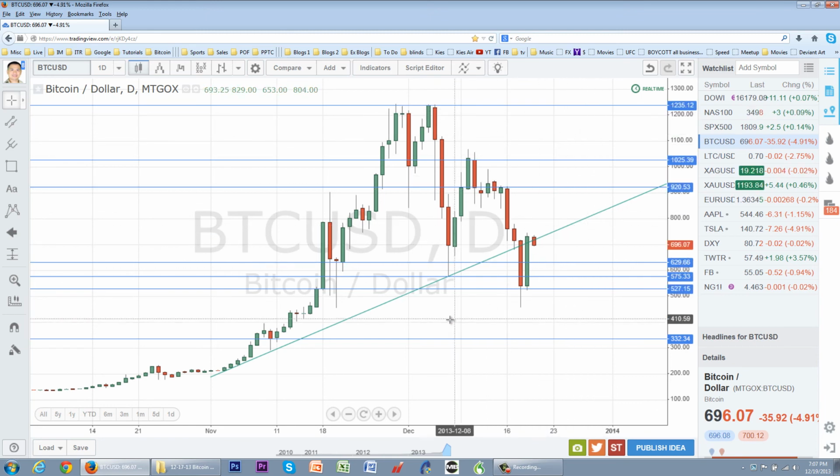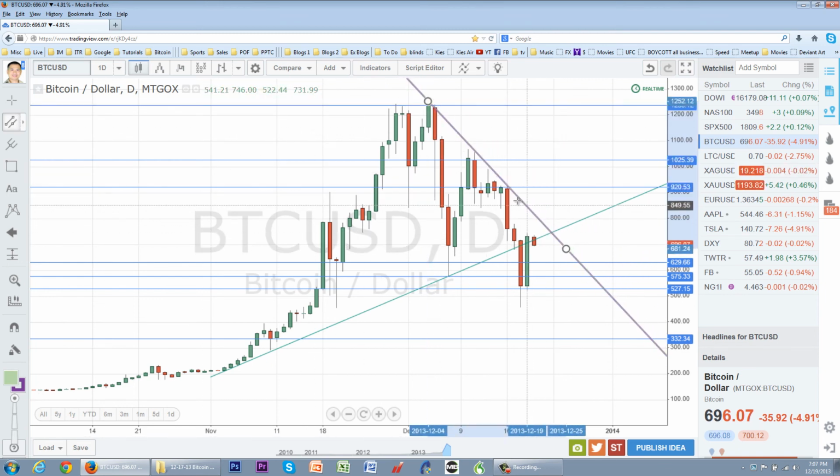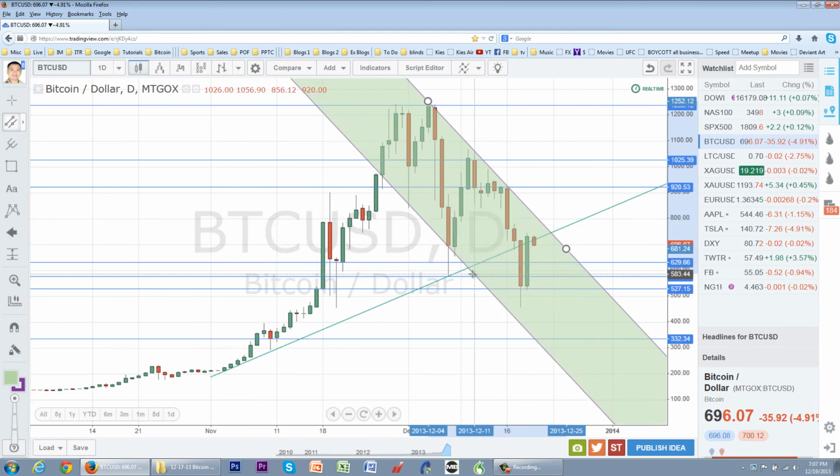So back to this trend line analysis here. When we see something like this, the ideal thing is to grab two parallel lines and draw a trend line down here. So that gives us a quick idea right away where it's at.